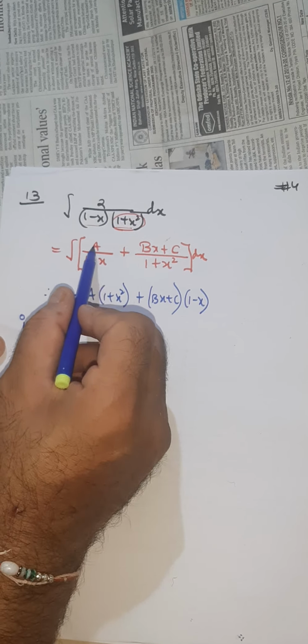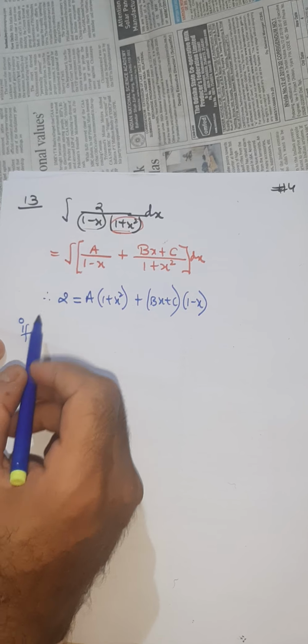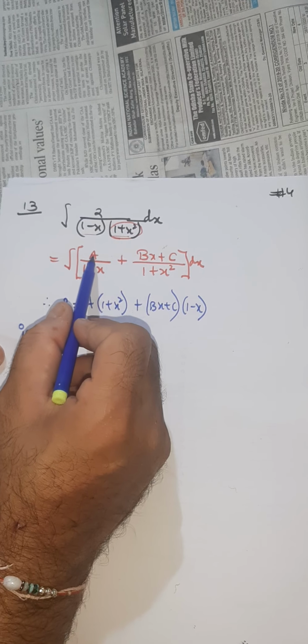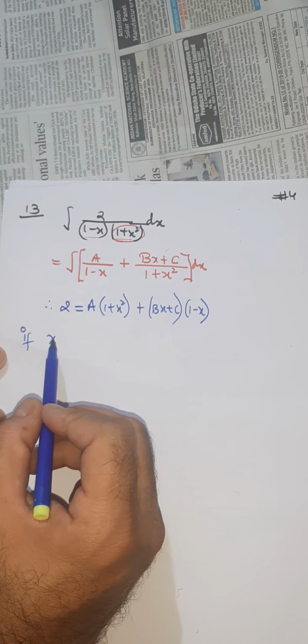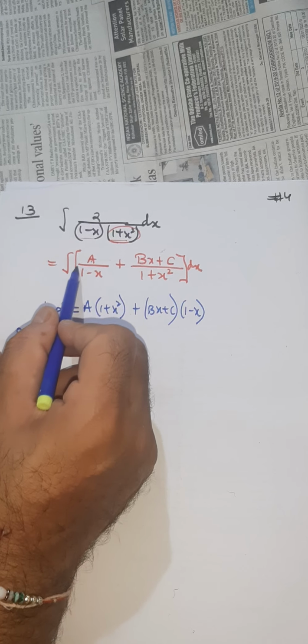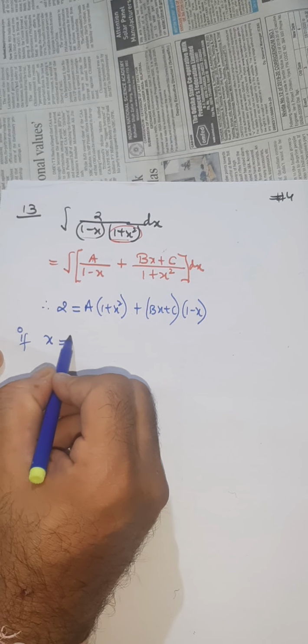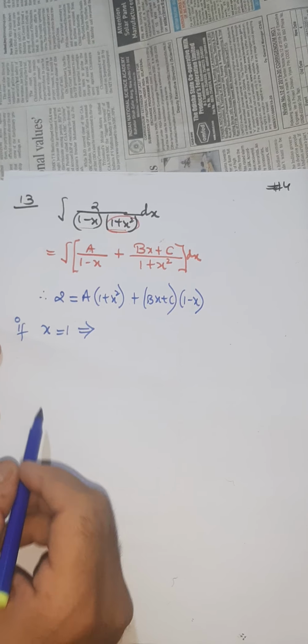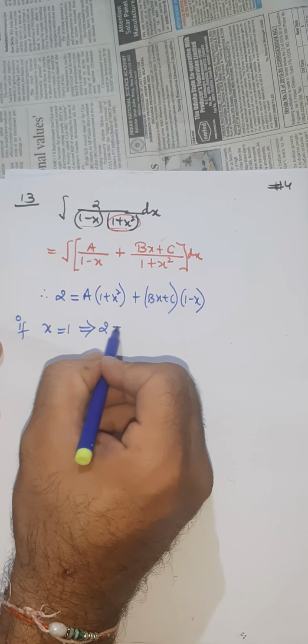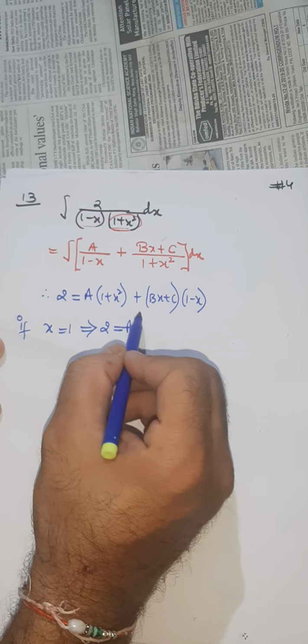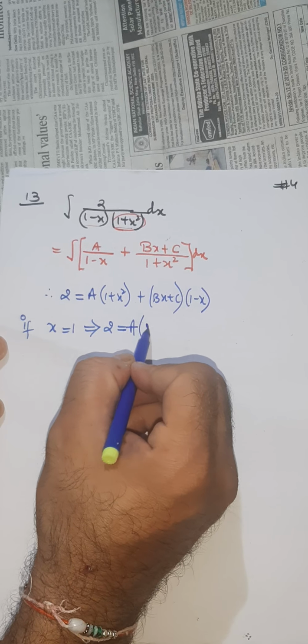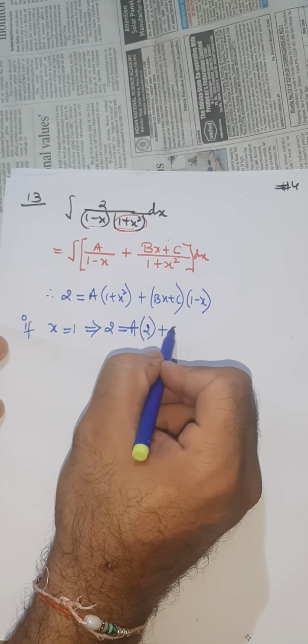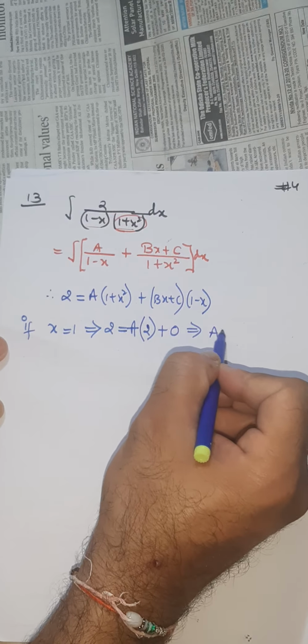Now we need to find a, b and c, so we need to choose 3 values of x. There are 3 unknowns, a, b and c. First, take x in such a way that this becomes 0, so x is 1 here. So this is 2, a into 1 plus 1, that is 2. If I put 1 here, this is 0, so you have a equals 1.